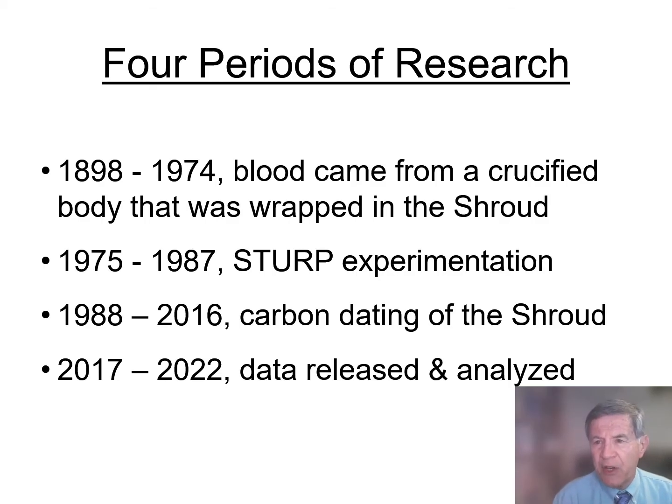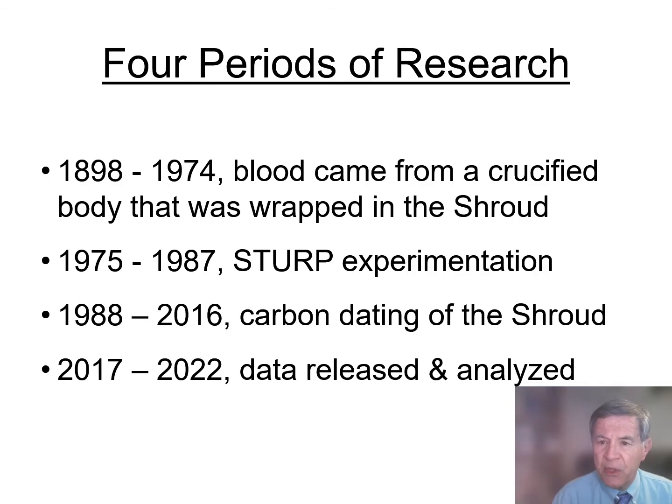The next period of research, 1988 to 2016, started with the carbon dating of the shroud to 1260 to 1390 AD, which is a 2 sigma or 95% probability range. This appeared to prove that the shroud could not be Jesus' authentic burial cloth. This significantly decreased interest in and research on the shroud.